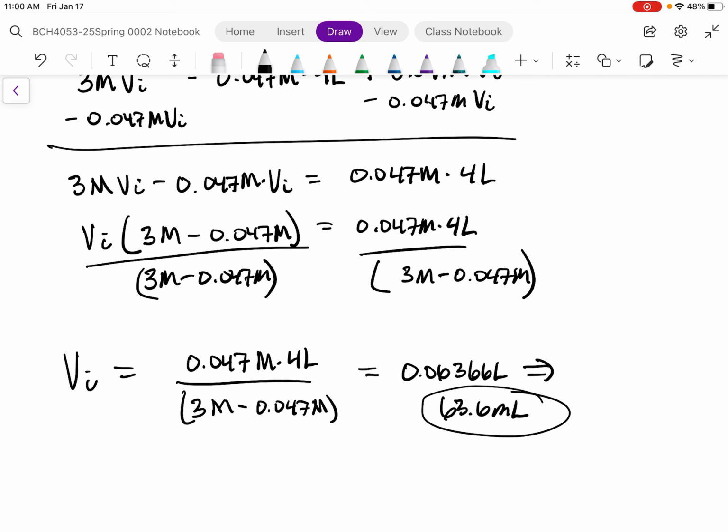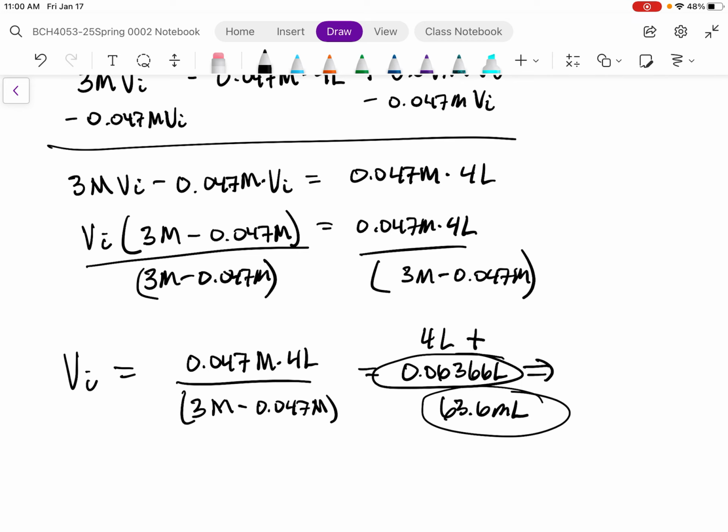And so what would our total volume be? Well, it would be 4 liters plus this value right here. So you can see it's 4.06 liters. It didn't change the volume very drastically, but it did, in fact, change the volume. So this method right here accounts for that.